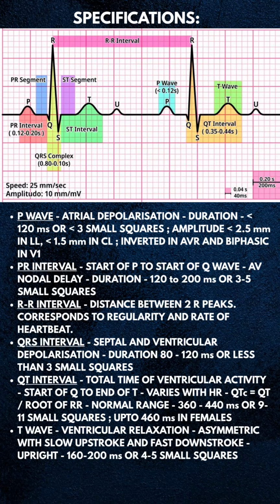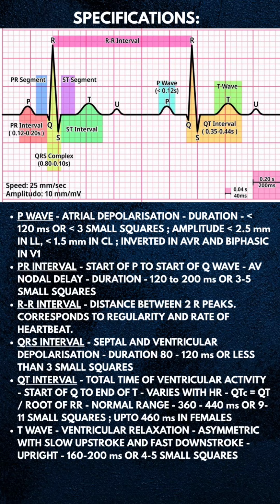So in this section, I have included certain parameters and their normal values because these will help differentiate between an abnormal ECG and a normal ECG. So first is the P wave that indicates atrial depolarization. It is usually inverted in AVR and biphasic in V1. The PR interval indicates AV nodal delay and is drawn from the start of P to the start of Q.